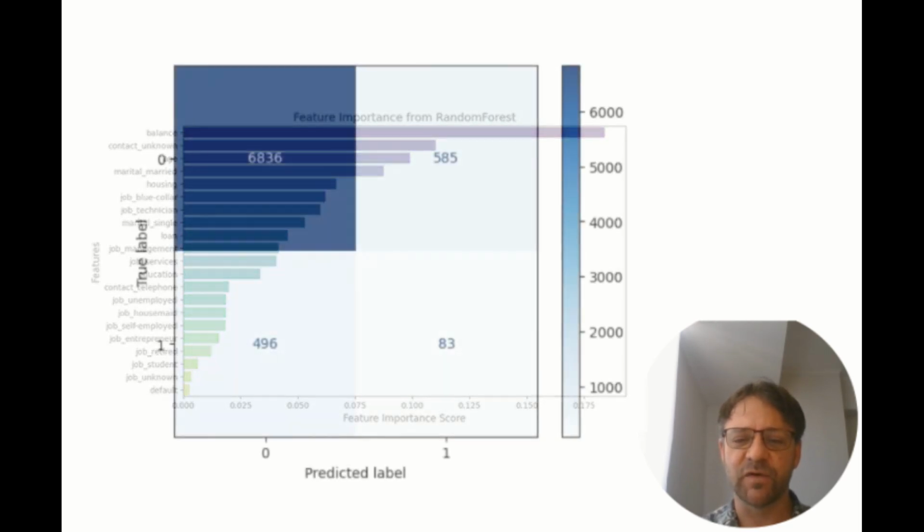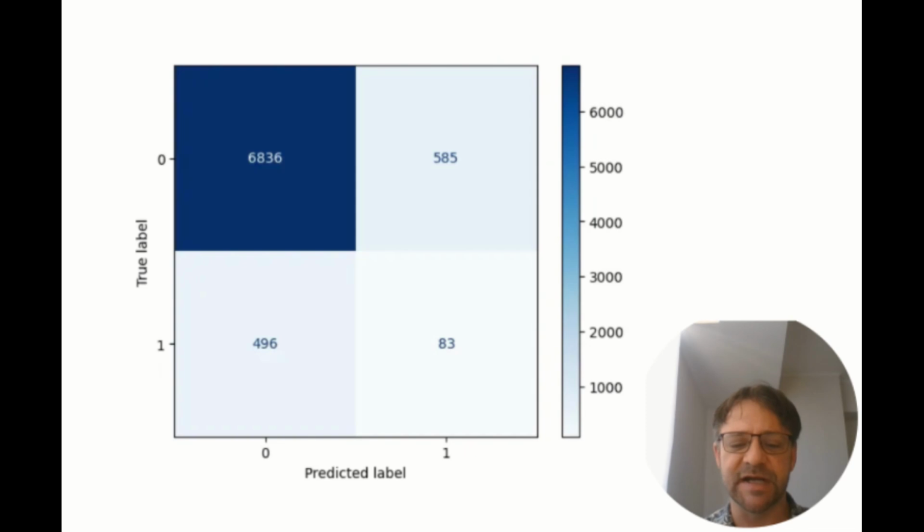Here's the confusion matrix for this model. It has 6,836 true negatives, 585 false positives, 496 false negatives. This is the most important value in terms of this project. It is customers who actually signed up but were missed. In reality, we would like to limit as many of these false negatives as possible in this program so that we don't miss any people that might want to sign up. And then there are 8,083 true positives for this model on the test set.